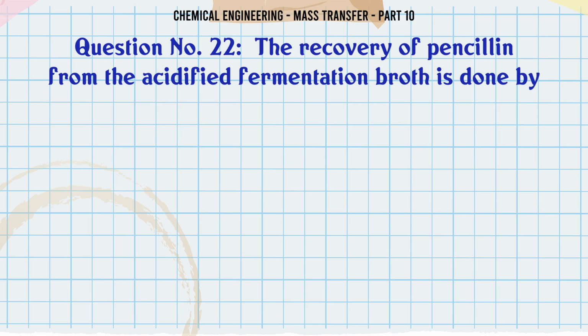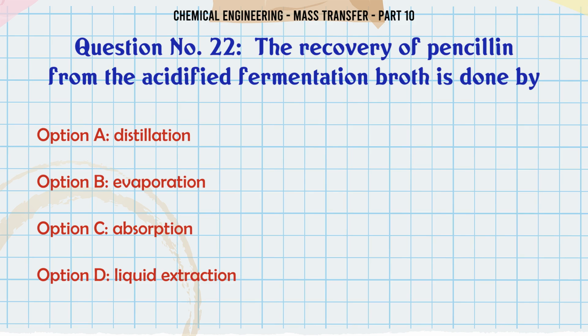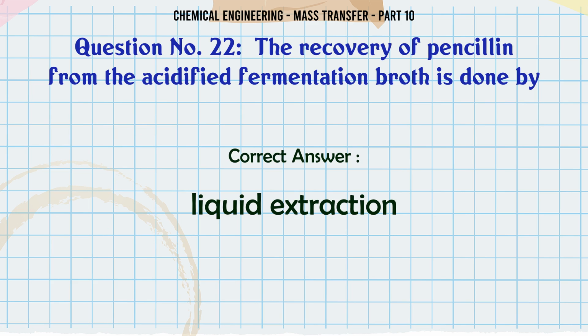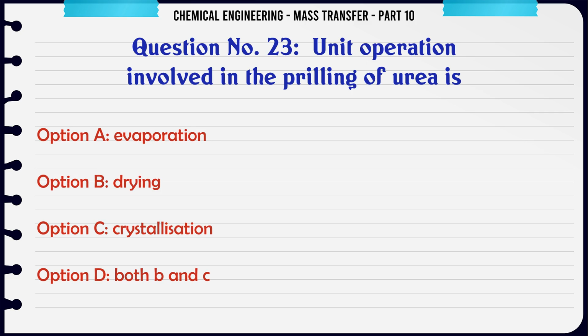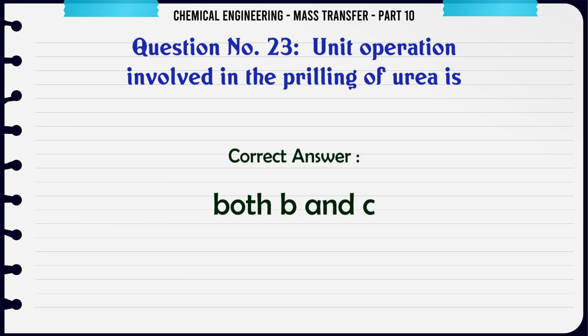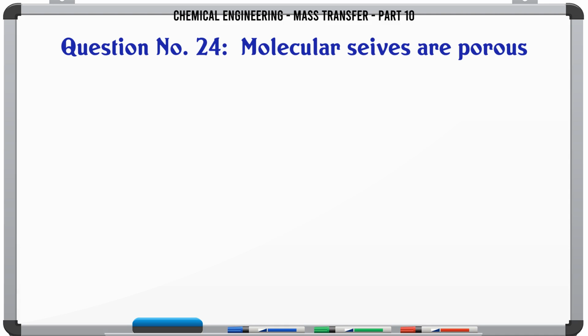The recovery of penicillin from the acidified fermentation broth is done by A. Distillation. B. Evaporation. C. Absorption. D. Liquid extraction. The correct answer is liquid extraction. Unit operation involved in the prilling of urea is A. Evaporation. B. Drying. C. Crystallization. D. Both B and C. The correct answer is both B and C. Molecular sieves are porous. A. Alumina. B. Silica. C.